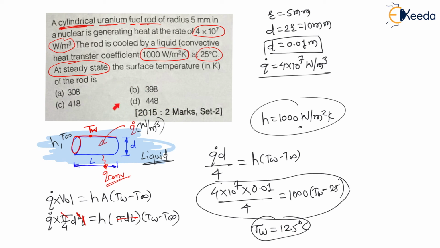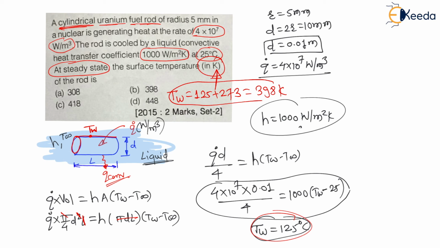So my dear students, your answer is 125 degrees Celsius, but in the options you will find that there is no 125 degrees Celsius, because in the question they are asking in Kelvin and this is in degrees Celsius. If I want to convert degrees Celsius into Kelvin, then I have to add 273. Therefore 125 plus 273 is equal to 398 Kelvin. Therefore, for this question the answer is 398 Kelvin, so option B will be the correct choice.